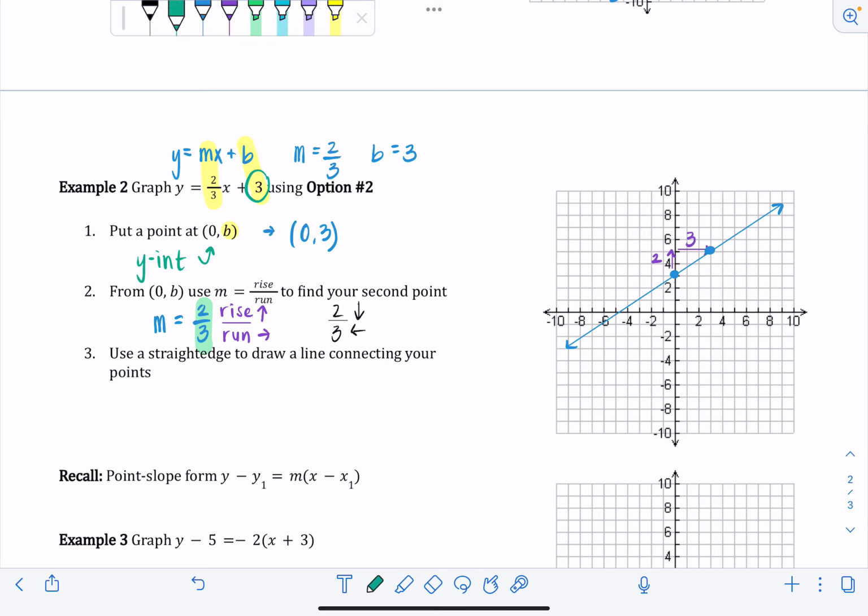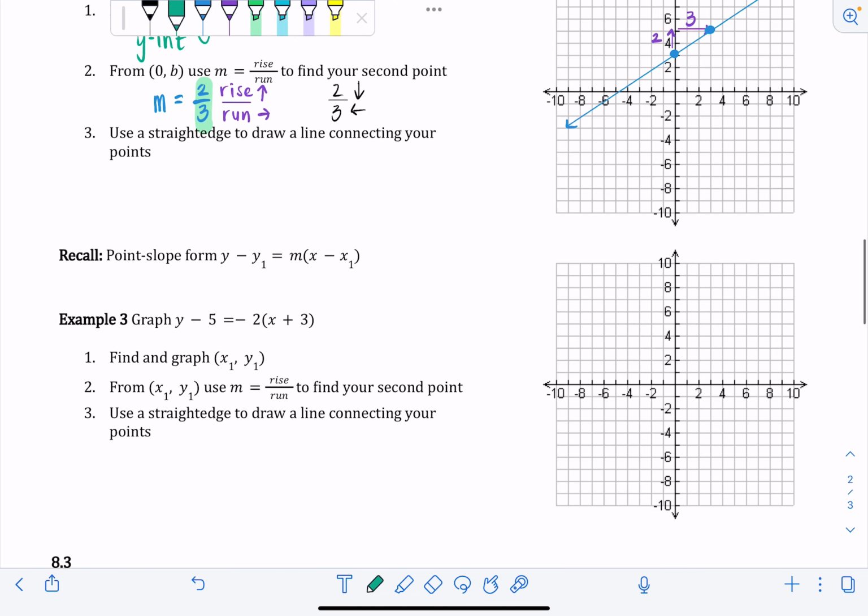So notice if I go 2 down and then 3 left, I end up at a point that's also on the graph. So just keep that in your memory for if you're ever at a point that's really close to the edge of the graph, you can go in the opposite direction to get your other point if the normal direction is going to be off the graph.